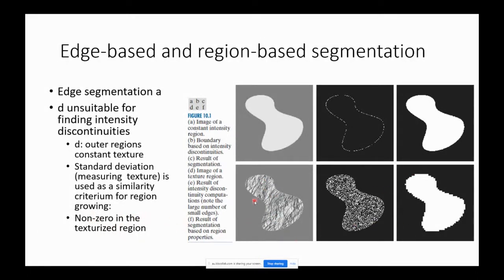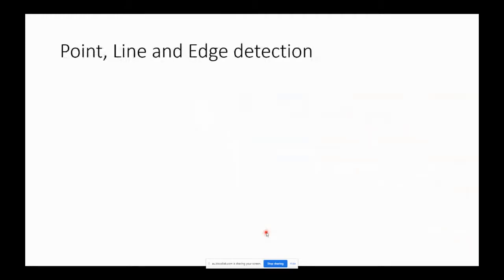And on this region here, I have non-zero standard deviation. So I do a region growing process by getting pixels that have a similar texture, in terms of standard deviation, that have a similar value of standard deviation. Then I get this segmented region here using region growing, the region-based segmentation.